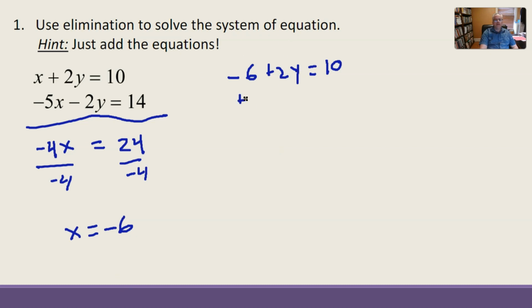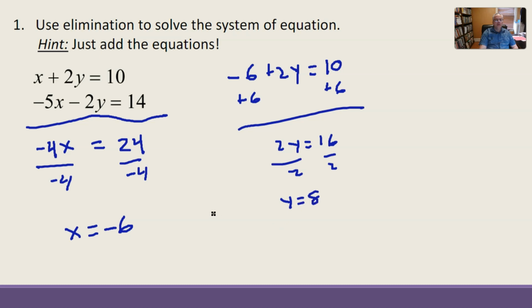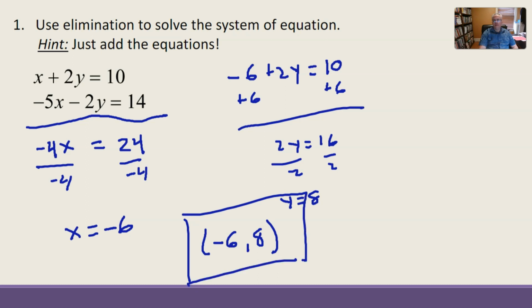So if we add 6 on both sides, we get 2y equals 16. And if we divide by 2, we get y equals 8. So the ordered pair that satisfies both of these equations is negative 6 comma 8. That's our answer here. And if we graph the lines, that's the point that lies on both. Okay, that's how we can do it using algebra.